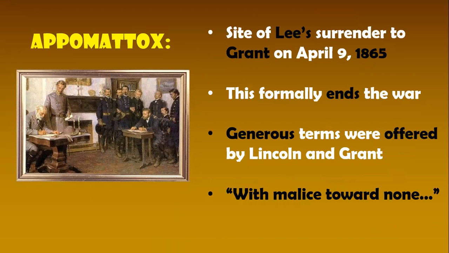And this gets all the way to Appomattox, just down the highway, basically. This is where General Lee is going to surrender to General Grant, April 9th, 1865. Formally, it's going to end the war. Very generous terms are given by Lincoln and Grant to Lee. This quote here, with malice towards none, basically meaning we are not enemies anymore. We are brothers. We must embrace each other as brothers and rebuild our country.